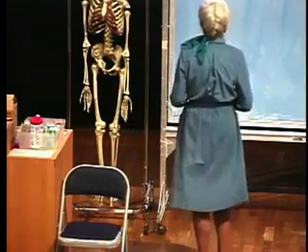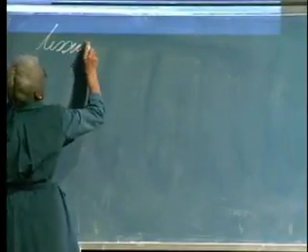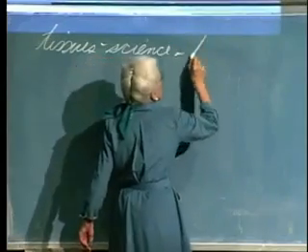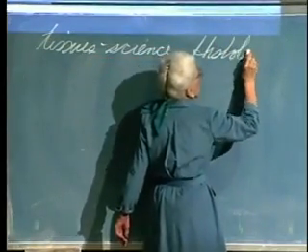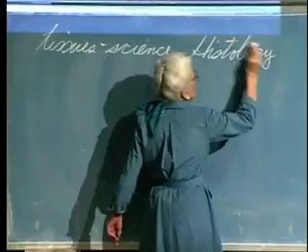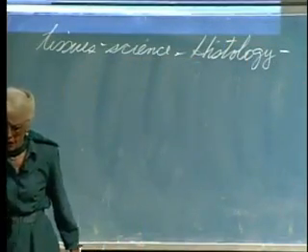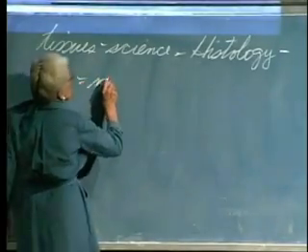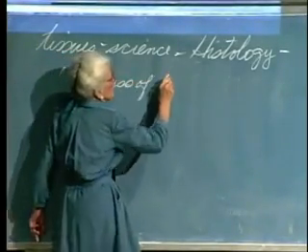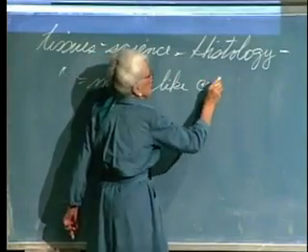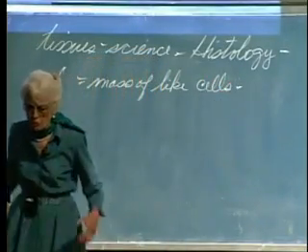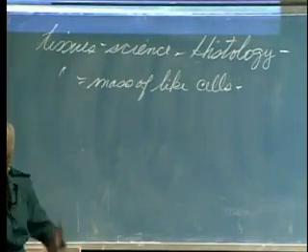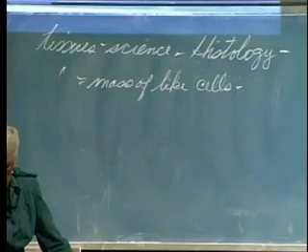So let's look at tissues. And you said the science of tissues is called histology. So what's a tissue? It's a mass of like cells. A tissue equals a mass of like cells. So would you believe that your bodies are made up of only 4 kinds of tissue? Your total body is divided into 4 kinds of tissue.